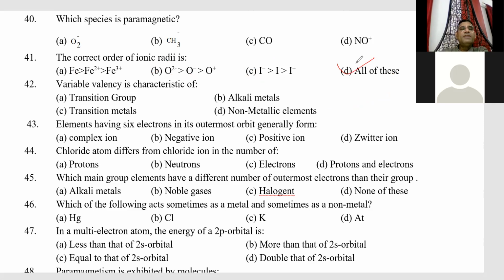Now variable valency is the characteristic of non-metallic elements, transitional elements only, transition metals only, D block metals only. Transition metals means D block metals. So variable valency is characteristic of transitional elements only. So C, transitional metals.